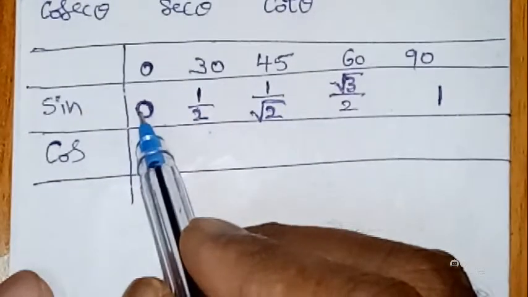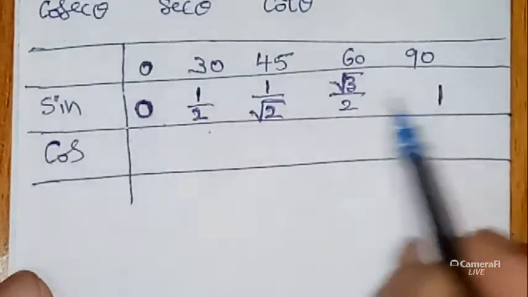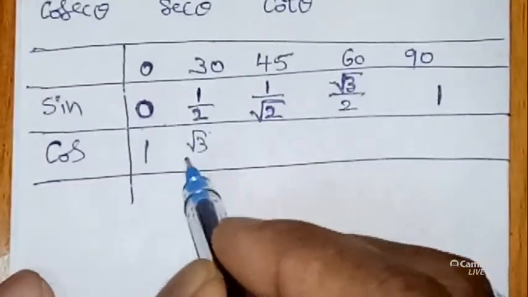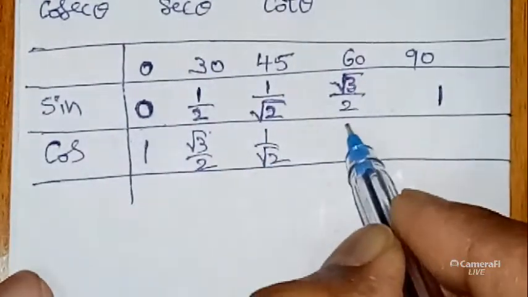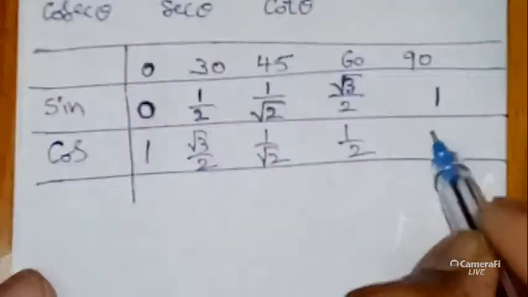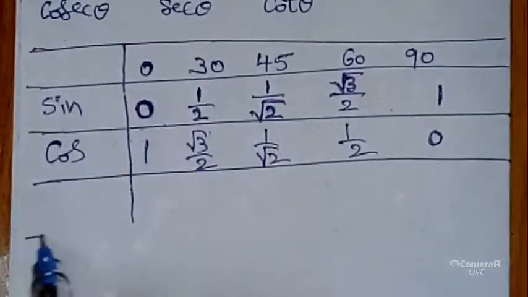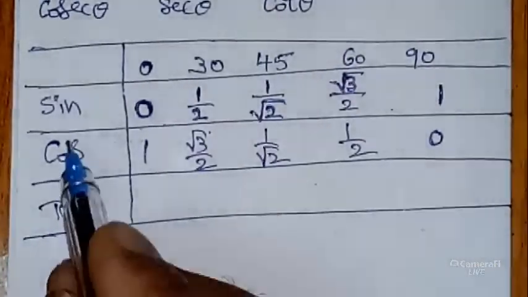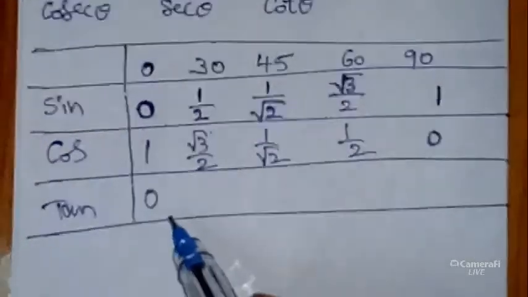The same values, from right to left, copy paste in cos. So 1, next value root 3 by 2, next value 1 by root 2, next value 1 by 2, next value 0. And one more thing, to get the tan value, sine by cos: that is 0 by 1, 0.